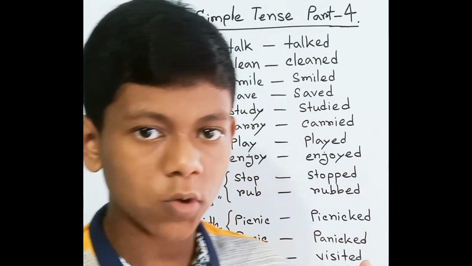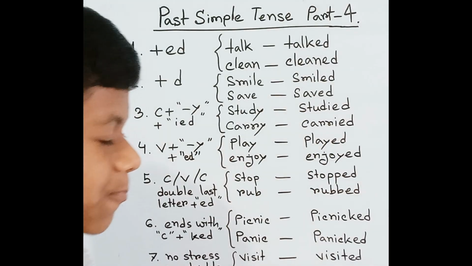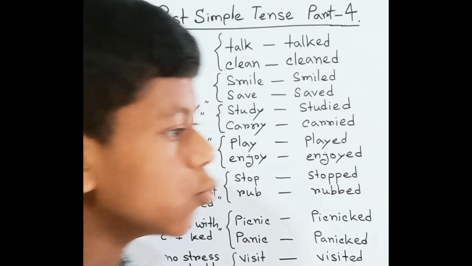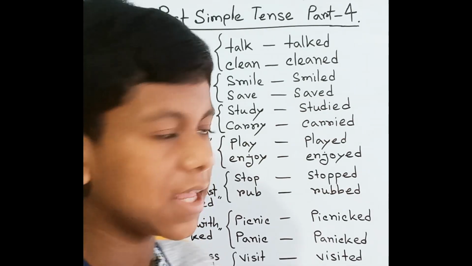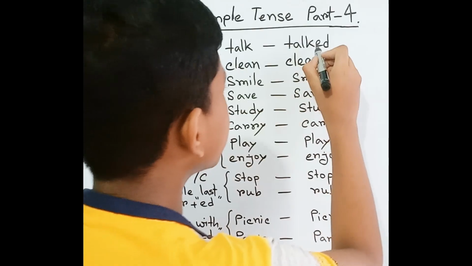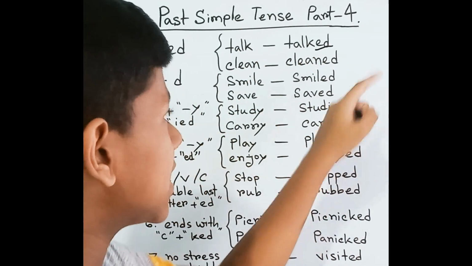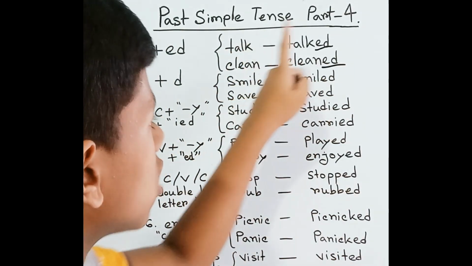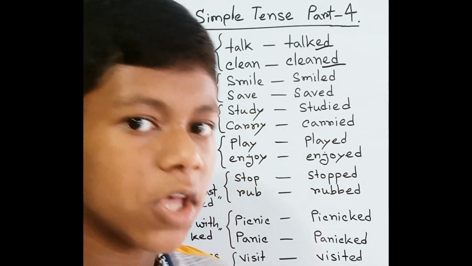So today we will explore these very well. First of all, number one: for most regular verbs in the past simple tense, we can simply add ed. Okay, here talk becomes talked. We have simply added ed. Talk, talked. Clean becomes cleaned. Work becomes worked.